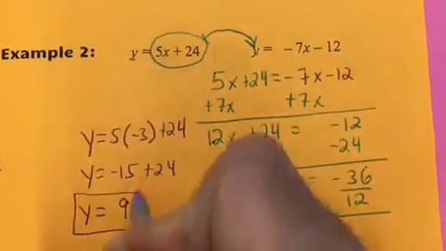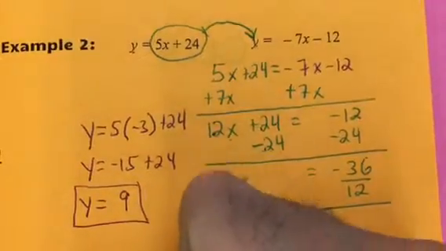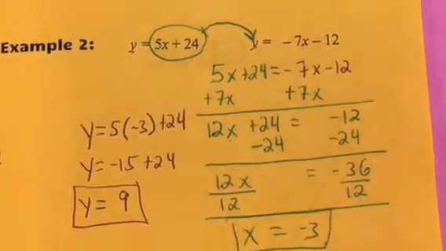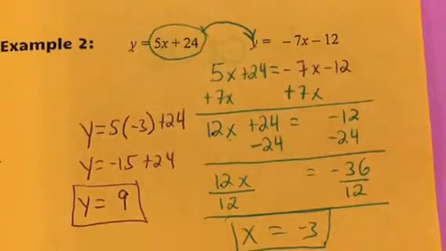I have my two answers. Remember, always write it as an ordered pair, so x comma y, negative 3 comma 9. If you had a graph, that's where they'd hit. But you can do it without graphing.